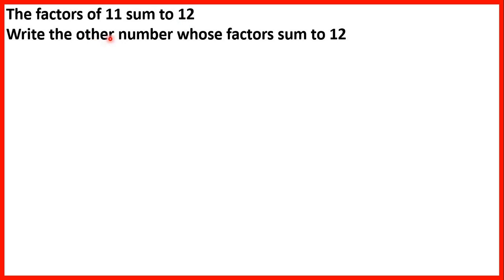Now we need to write the other number whose factors sum to 12. Our answer here is 6. That's because the factors of 6 are 1, 2, 3 and 6. 1 times 6 is 6 and 2 times 3 is 6. So we can find factors by thinking of pairs. And if we divide 6 by any of these numbers, we won't get a remainder. And 1 plus 2 plus 3 plus 6 is 12, so the factors of 6 sum to 12.